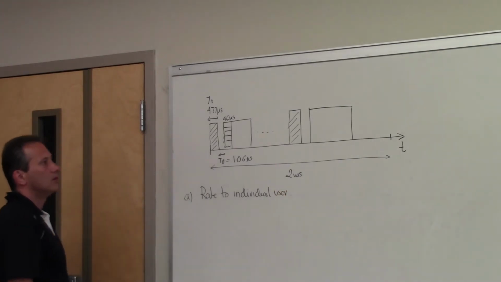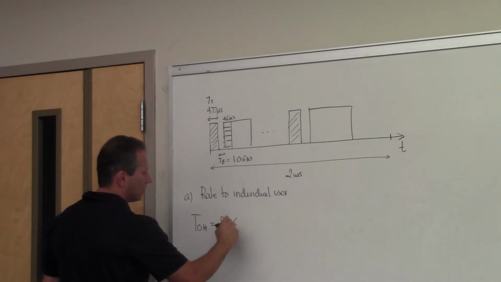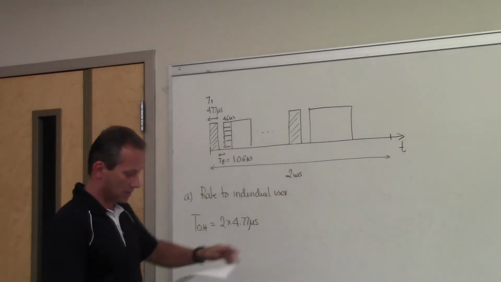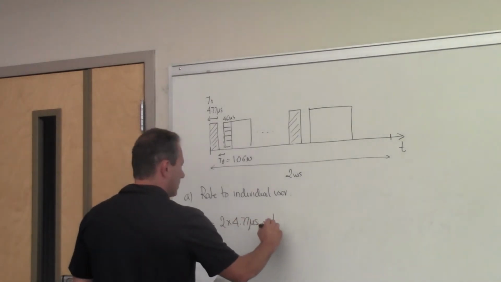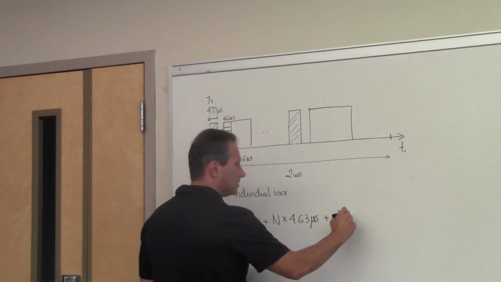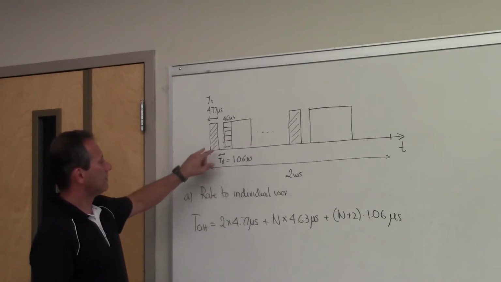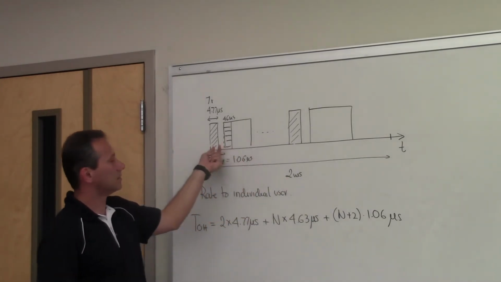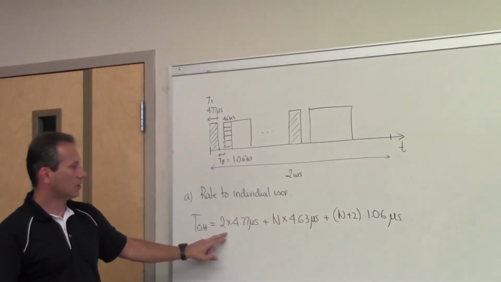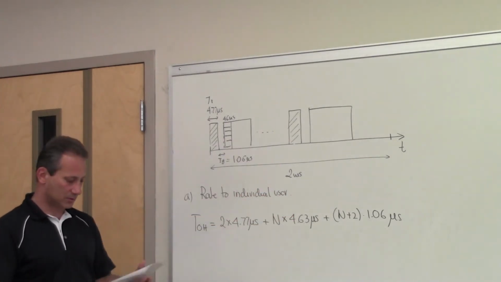Well, let's first determine the overhead for this whole system. So the time dedicated to overhead would be 2 times 4.77 microseconds. That's the time for these two bursts here. Then you have n times 4.63 microseconds, and then plus n plus 2 times 1.06 microseconds. Why n plus 2? Because you have n plus 2 guard times. Even after these reference bursts, you have a guard time. So n plus 2 guard times, n plus 2 preambles as well, but they're of a different length. You have n preambles of this length and 2 preambles of this length.